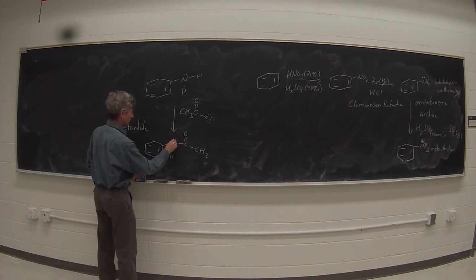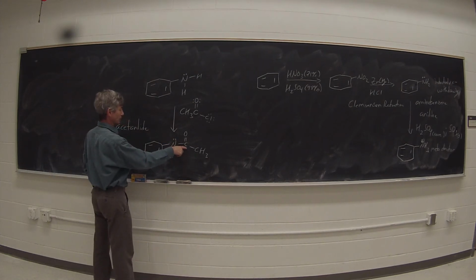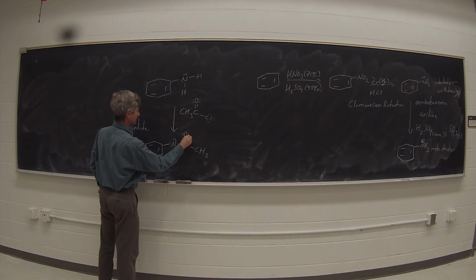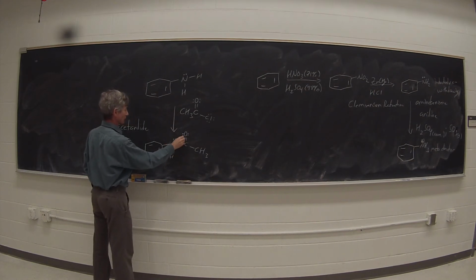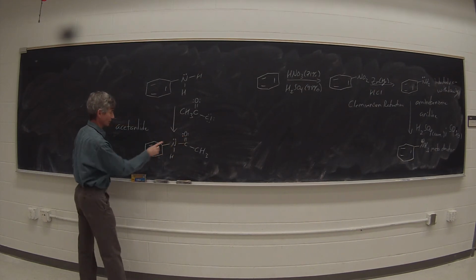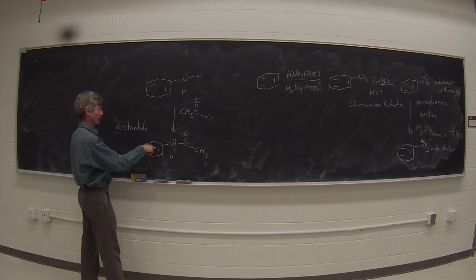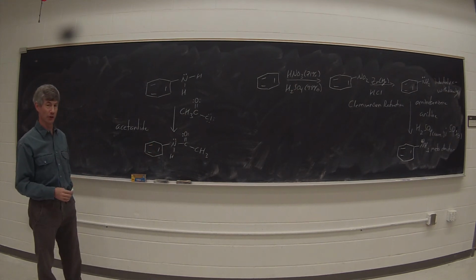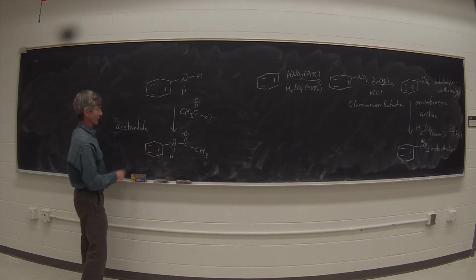Now, this lone pair of electrons is coordinating in a minor resonance structure with the carbonyl group, which makes it significantly less basic, but it's still there, able to donate in as a resonance electron donor to make this an ortho-para directing group.